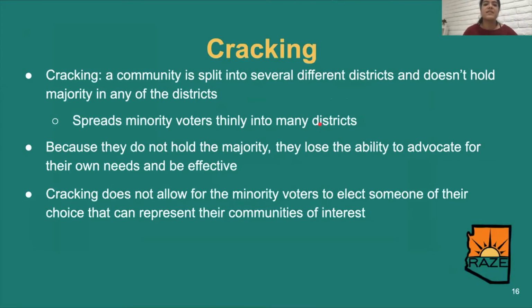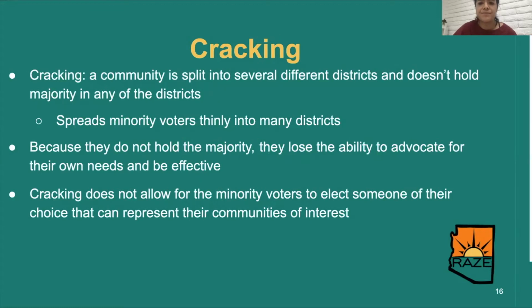So now that we've discussed packing, cracking is another way to manipulate maps. This happens when a community is split into several different districts and doesn't hold majority in any of them. This spreads minority voters thinly into many districts. And because they do not hold the majority, they lose the ability to advocate for their own needs and be effective. Cracking does not allow for minority voters to elect someone of their choice that can represent their own communities of interest.